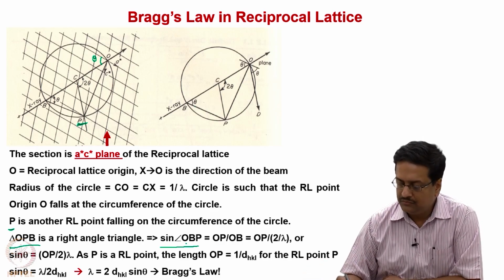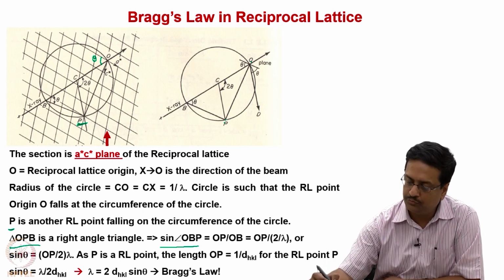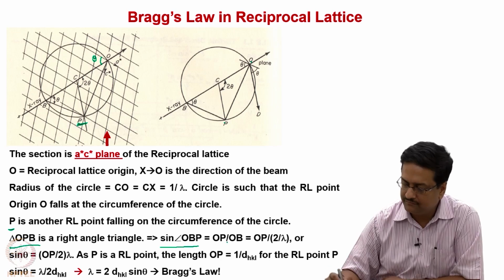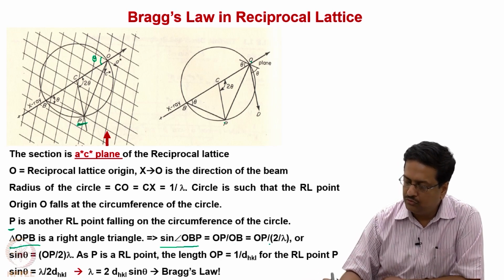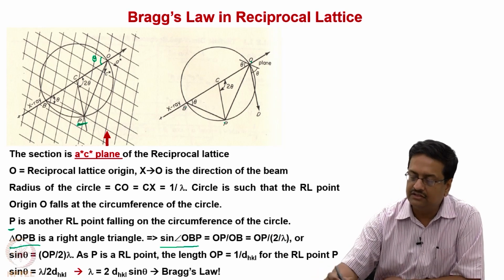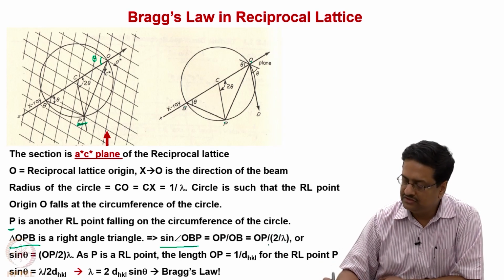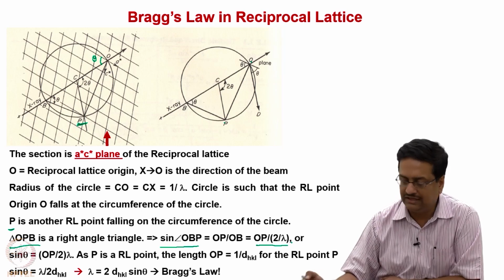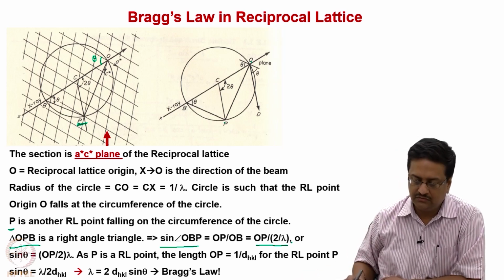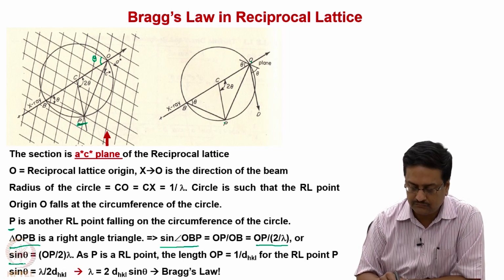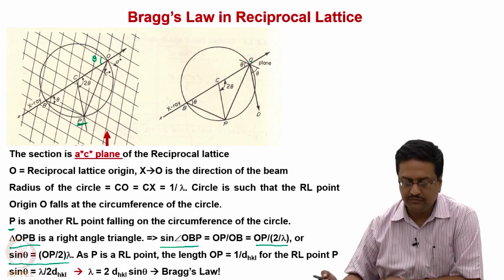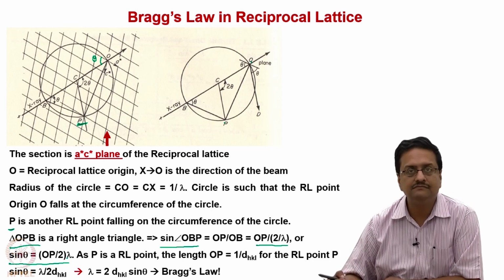So sine OBP is equal to OP by OB, and now OB is nothing but the diameter of the circle, which is equal to 2 by lambda. So we can rewrite as sine theta equal to OP by 2 into lambda.